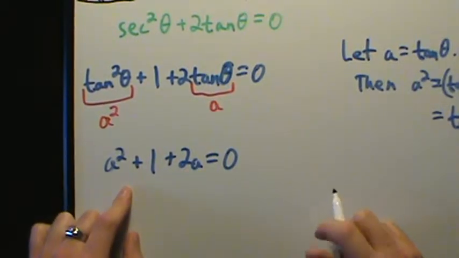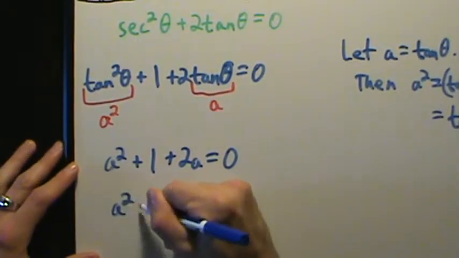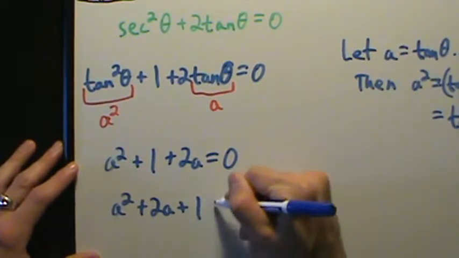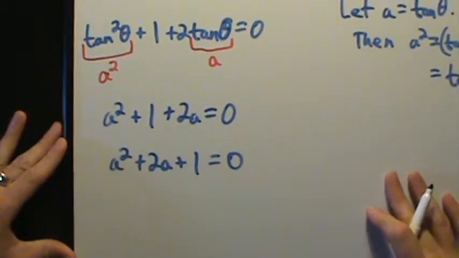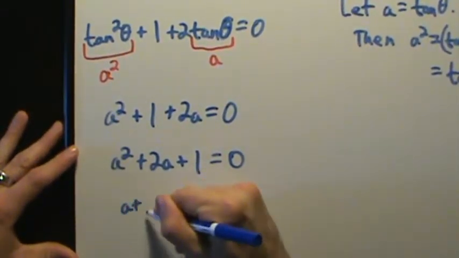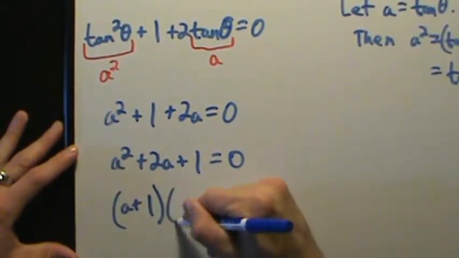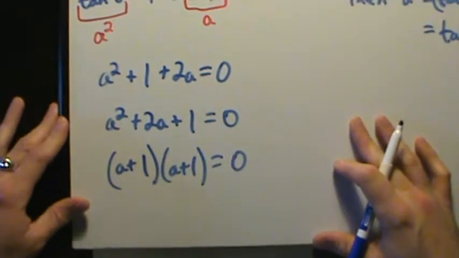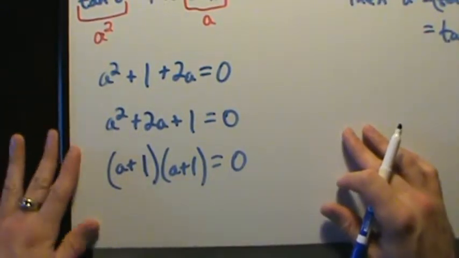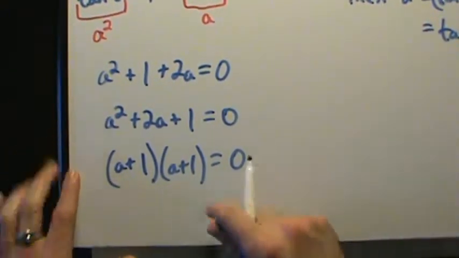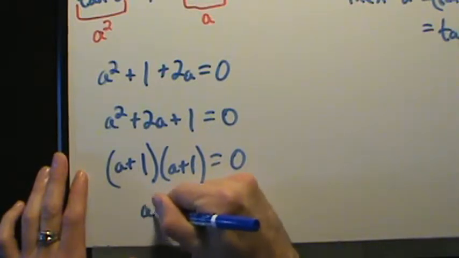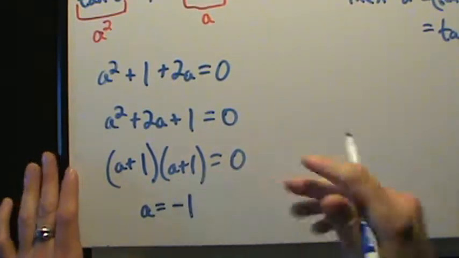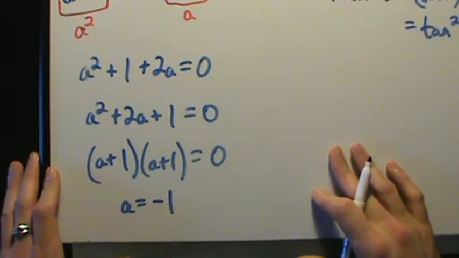First, let's write it in a more standard form: A squared plus 2A plus 1 equals 0. Now we can factor that, and that's just A plus 1 times A plus 1 equals 0, or A plus 1 quantity squared equals 0 is another way we could write that. The only thing we get from this is A equals negative 1.